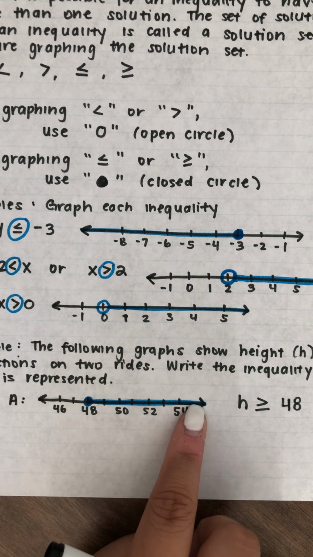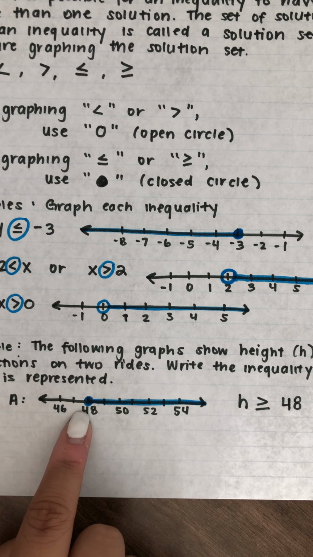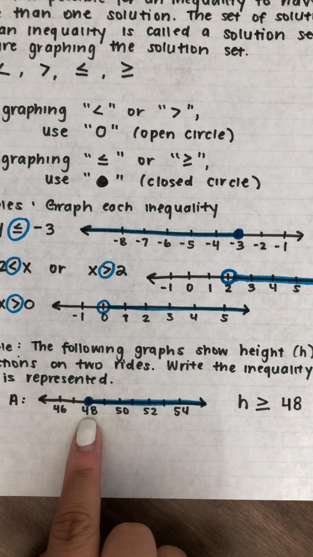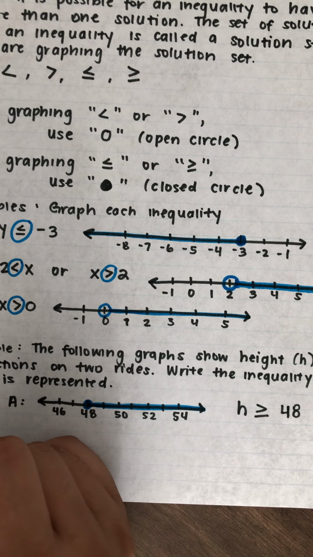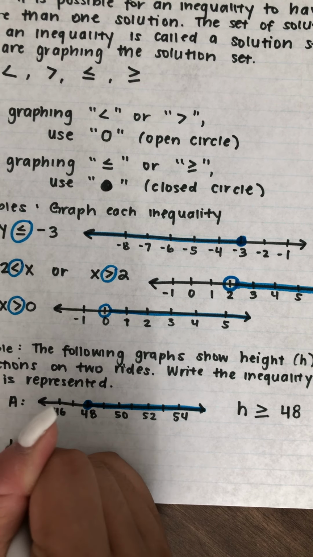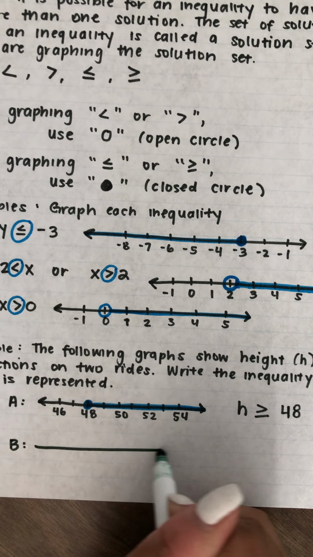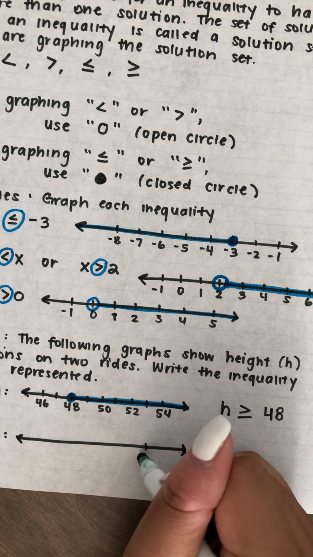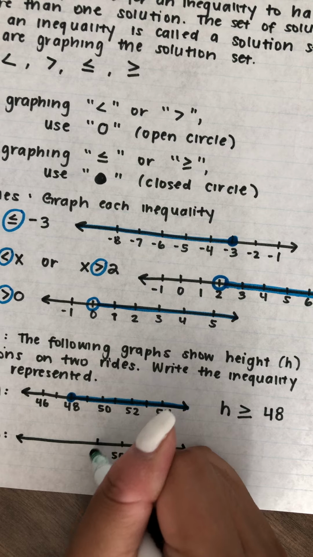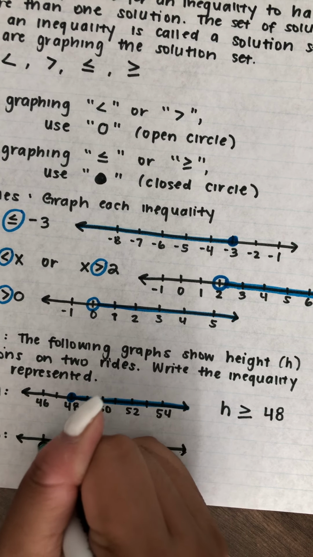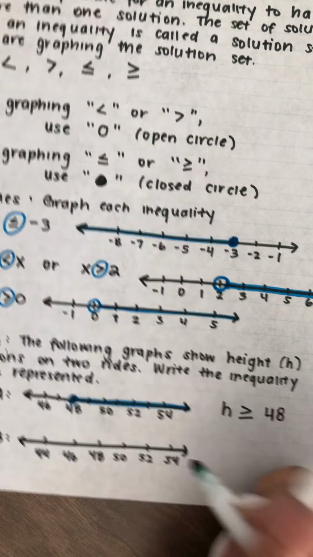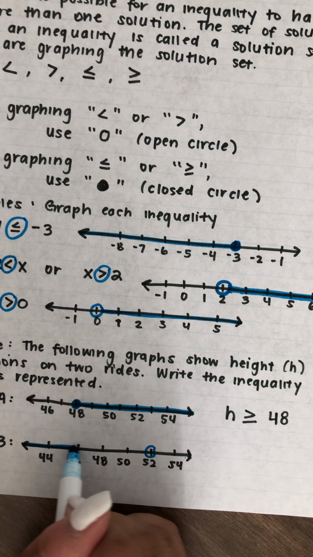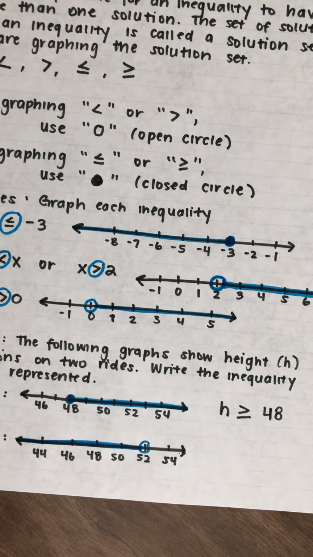So again, we are shaded to the right, which tells us greater than. The closed circle tells us or equal to. So h is greater than or equal to 48 inches. Now let's look at ride B. Ride B looks a little bit different. So we have 52. All right, for ride B, we have a graph that looks like this.